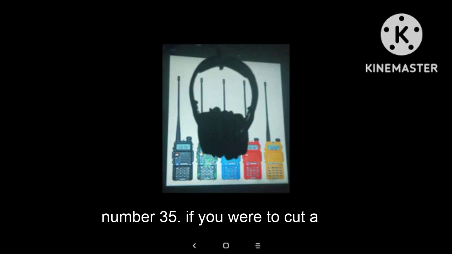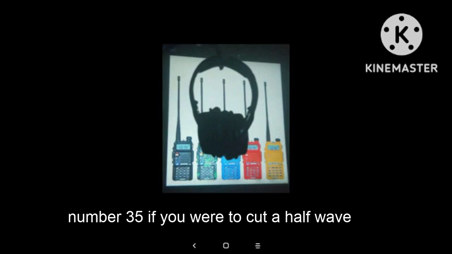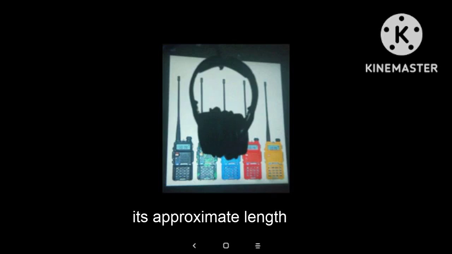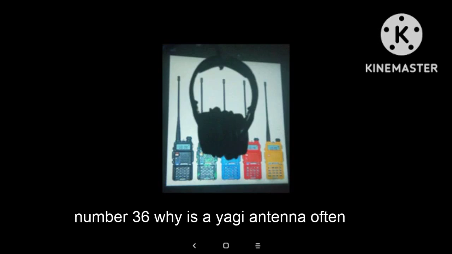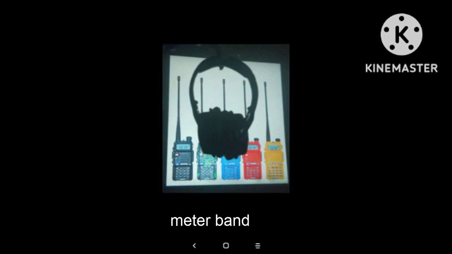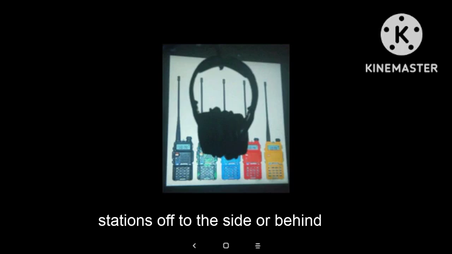Number 35. If you were to cut a half-wave dipole for 3.75 megahertz, what would be its approximate length? 38 meters or 125 feet. Number 36. Why is a Yagi antenna often used for radio communications in the 20-meter band? It helps reduce interference from other stations off to the side or behind.